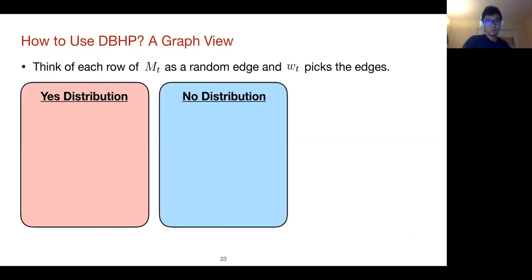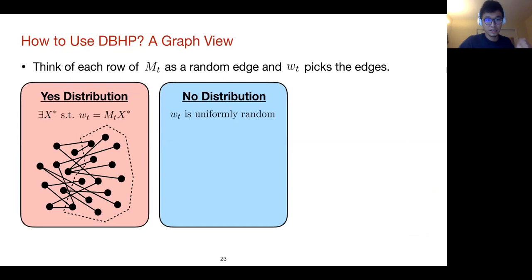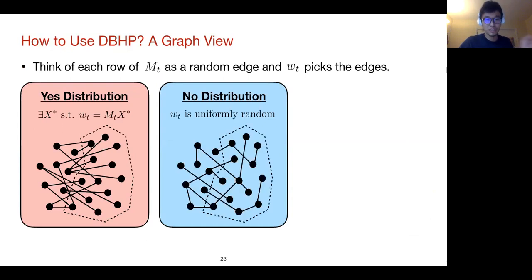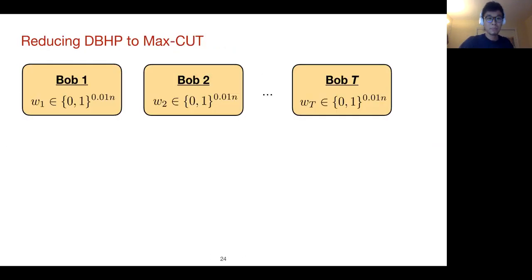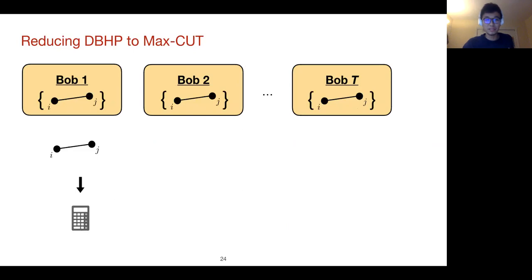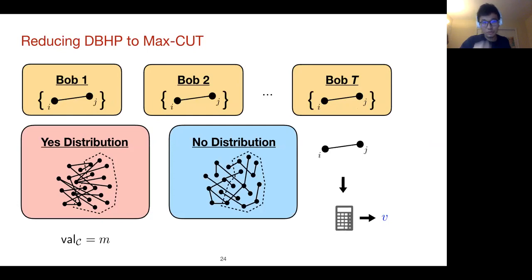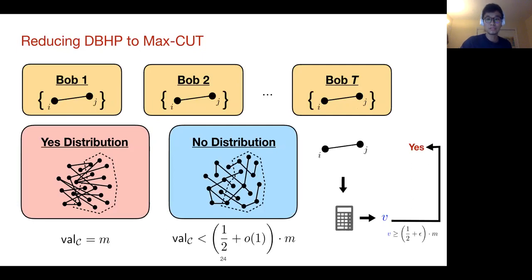Now we can have a more unifying view of using DBHP to provide a reduction by thinking of W as selecting the edges for us. The yes distribution just selects the cut edges, and the no distribution only selects random edges. It is also helpful to consider the yes prime distribution, which only selects the edges lying on the same side. With this graphical view in mind, we just insert the edges into the streaming algorithm, and the output value will match the cut value, so that we can use the streaming algorithm to derive the protocol.